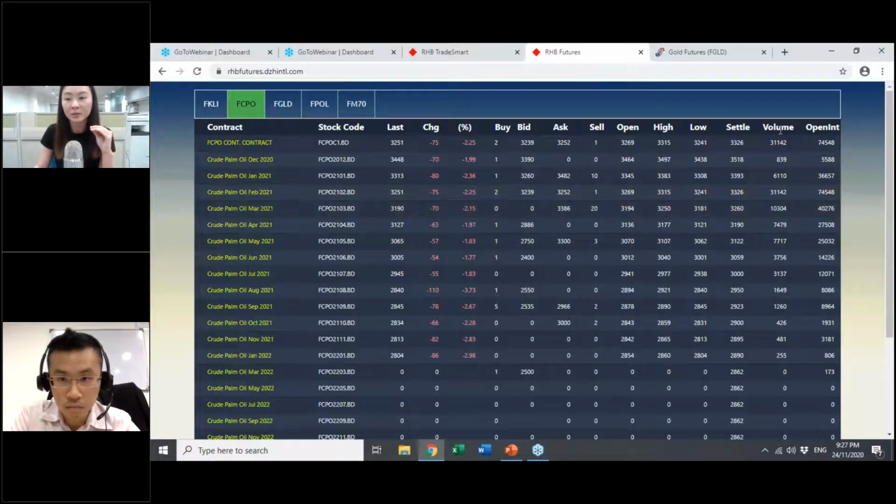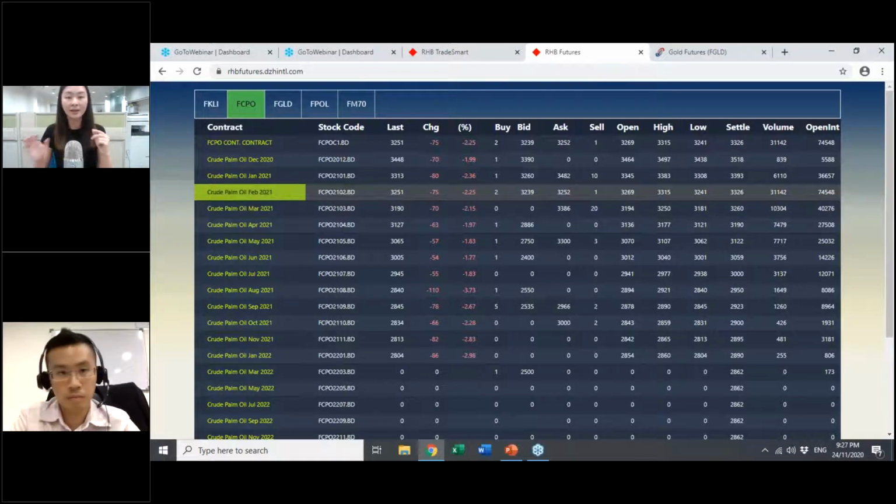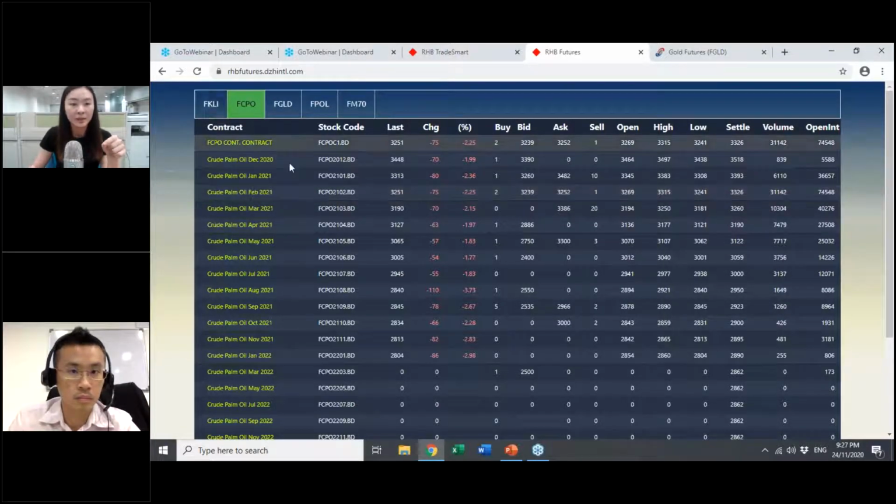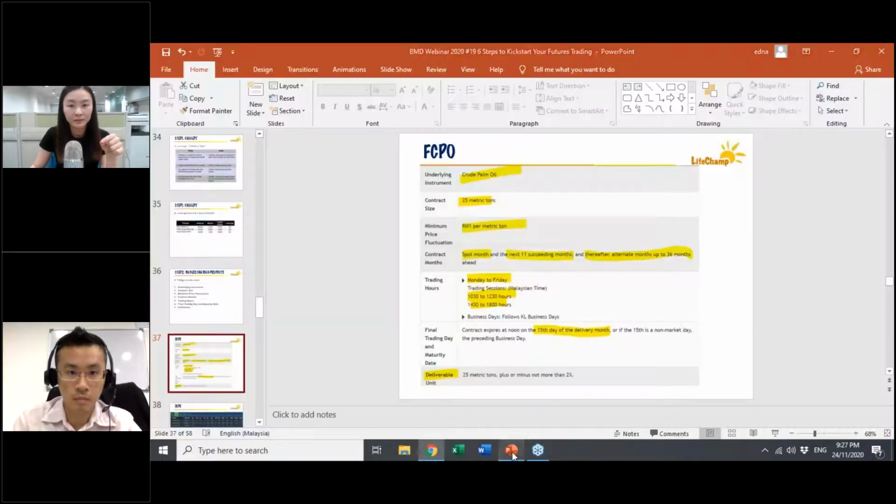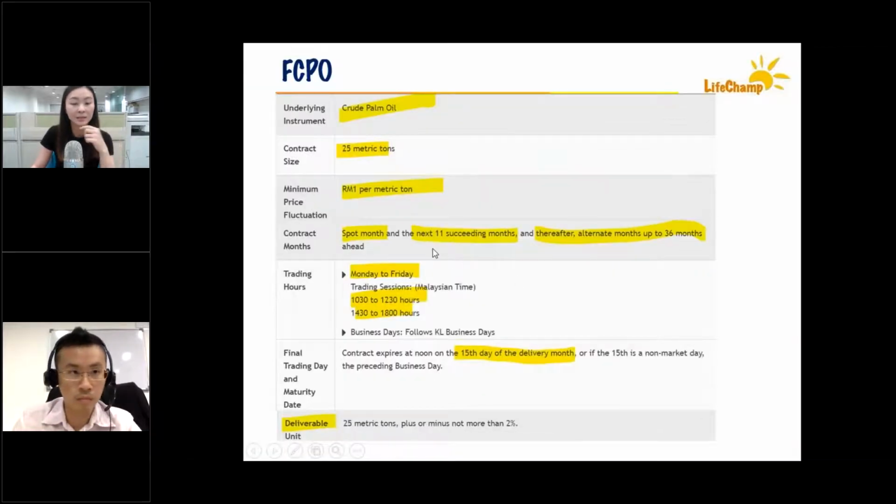The third month is where the volume lies, means the highest volume. So which is February for FCPO now, the February month. So for FCPO, we have to remember, always trade the third month. Second month, okay, but very close to the spot month. So usually we do not encourage it, but usually we trade on the third month, the most active one. Then we go back to the slide. Okay, so this is what it means by spot month, next 11 succeeding months, thereafter alternate months up to 36 months ahead.